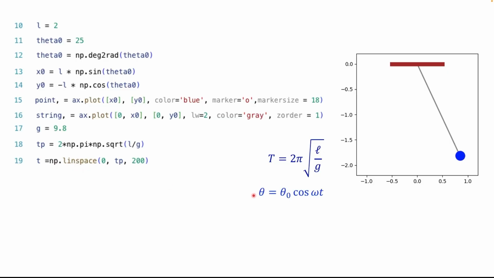The angular displacement of the pendulum is related to the time by this equation, where omega is the angular frequency. I use the letter w for the angular frequency, which is equal to 2 pi divided by the period. For each time in this array, I am going to find the angular displacement of the pendulum. Since there are 200 time values, we get 200 theta values.